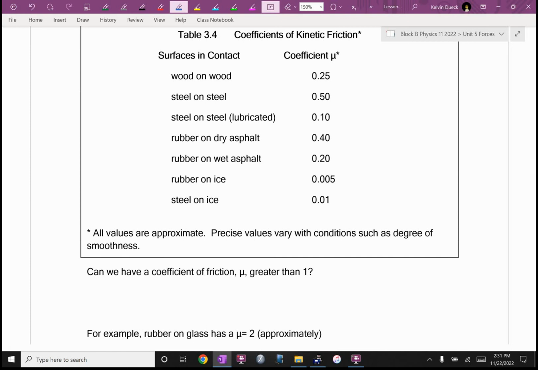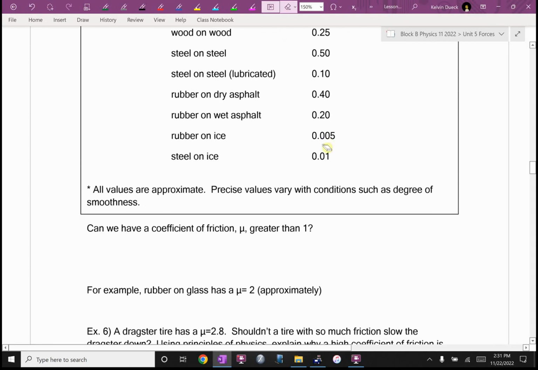Rubber on ice is really slippery. That's why walking, especially on really, really smooth ice, walking with rubber shoes is really tough. Steel on ice is a little better, but still pretty slippery.